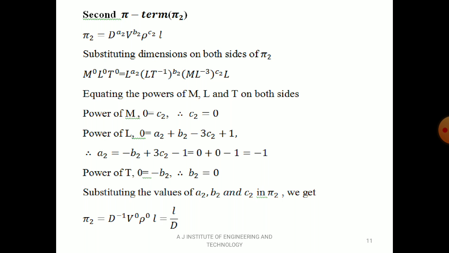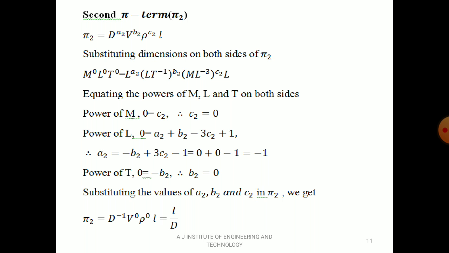First we can go for equating the power of m. So upon equating the power of m, we have m to the power 0 on left hand side, m to the power c2 on right hand side. So 0 equal to c2, therefore c2 equal to 0.